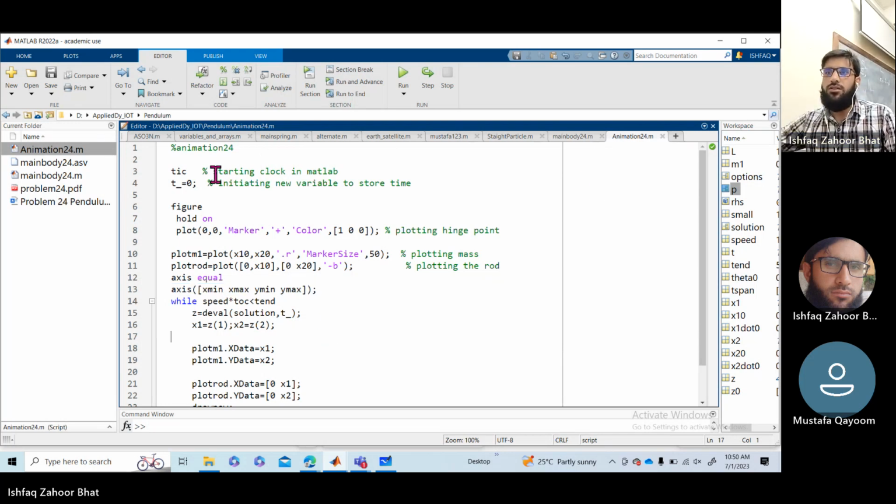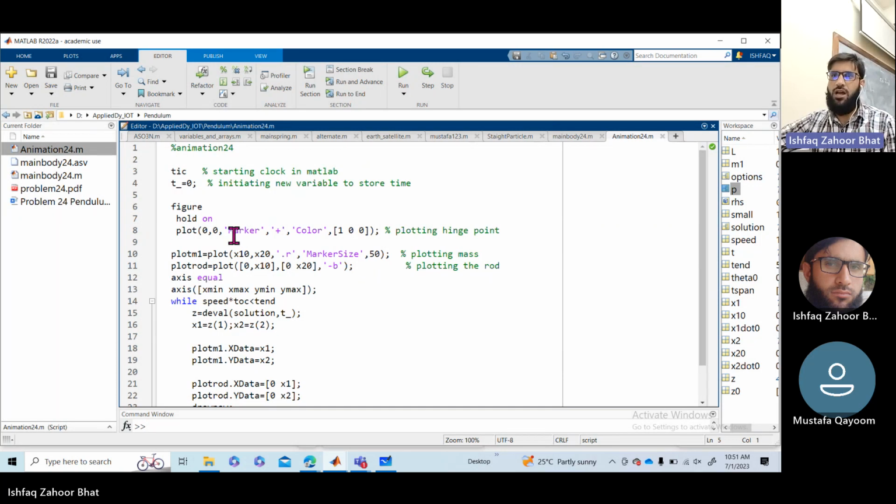Now see, we start our clock, the inbuilt clock in MATLAB. I push the button on and it starts counting the time. Then I initialize a variable t underscore equal to 0. This t underscore will store my time. That is, whenever I need to know what the time is, this will store it. And I am initializing it as 0. So initially it has a 0 value.